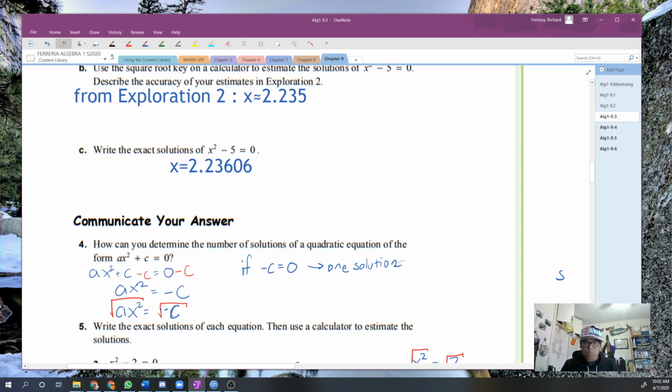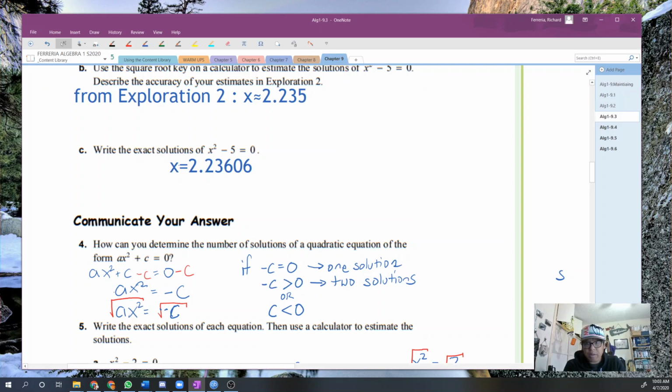Notice how we're taking a square root of negative c. So what we're saying is that if negative c is equal to 0, which is the same thing as c is equal to 0, well, the square root of 0 is 0, so that means we have only one solution. Okay. What happens if negative c is greater than 0? Well, any positive value that you take a square root of is going to have two solutions. So if negative c is greater than 0, which is the same thing as saying c is less than 0, you're going to get two solutions.